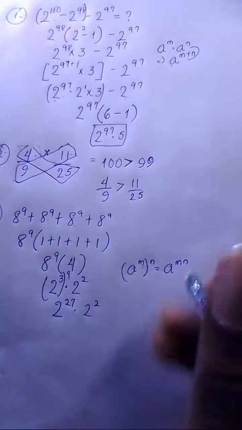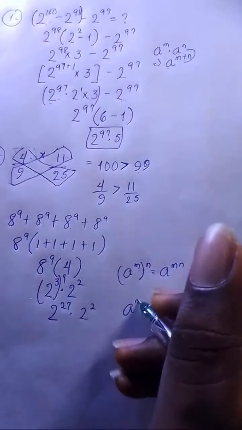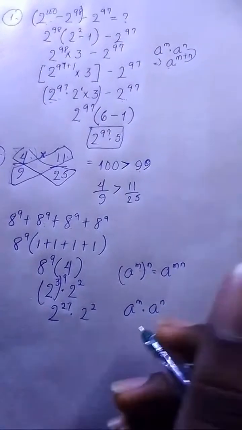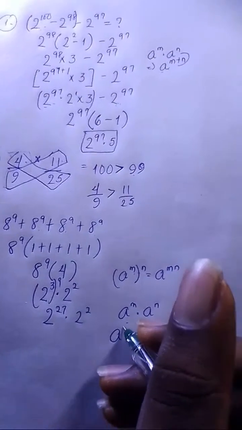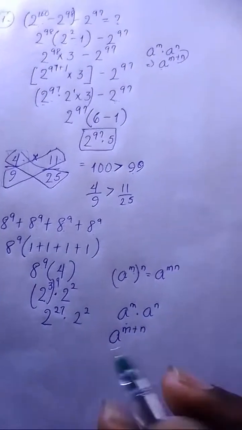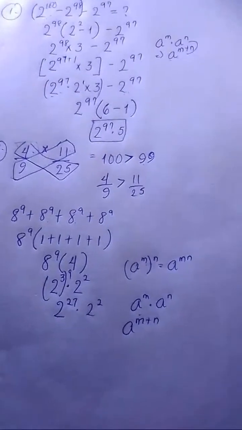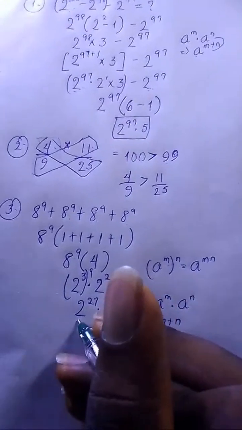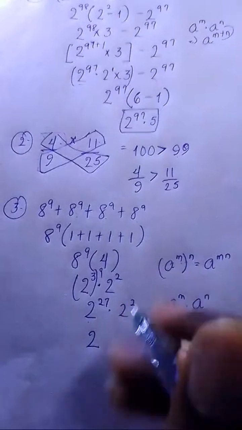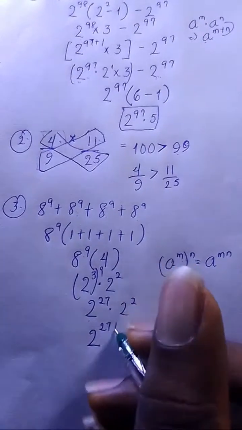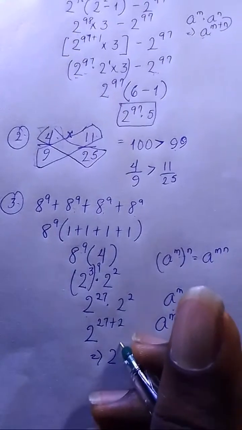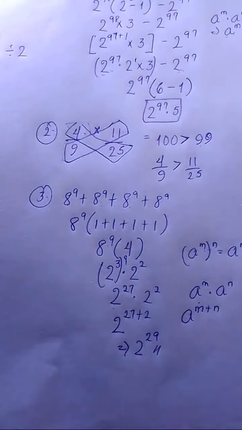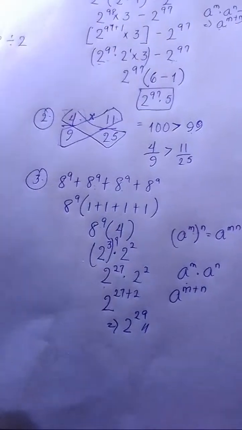Now also note that when we have a raised to the power of m times a raised to the power of n, since they have the same base, it will give us a raised to the power of m plus n. So we'll have 2 raised to the power of 27 plus 2. So our answer is 2 raised to the power of 29, leaving us with our final answer here.